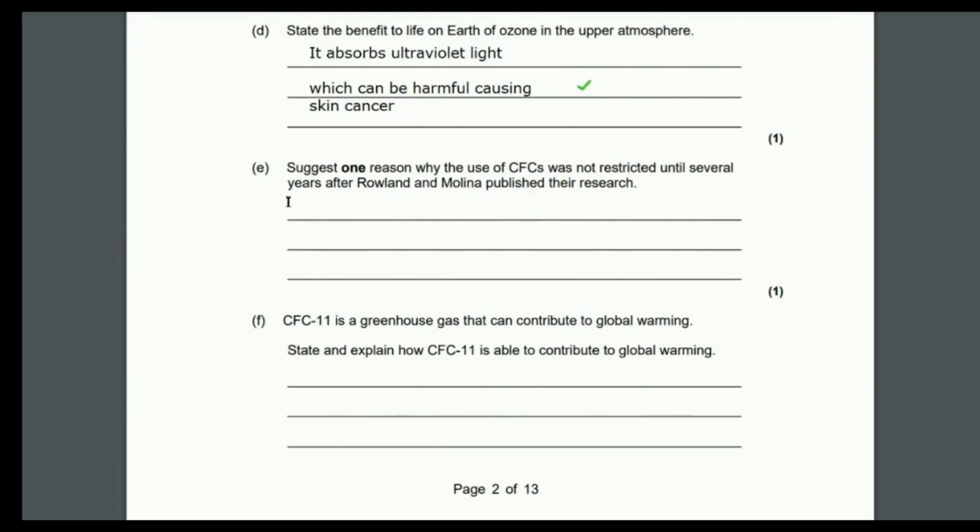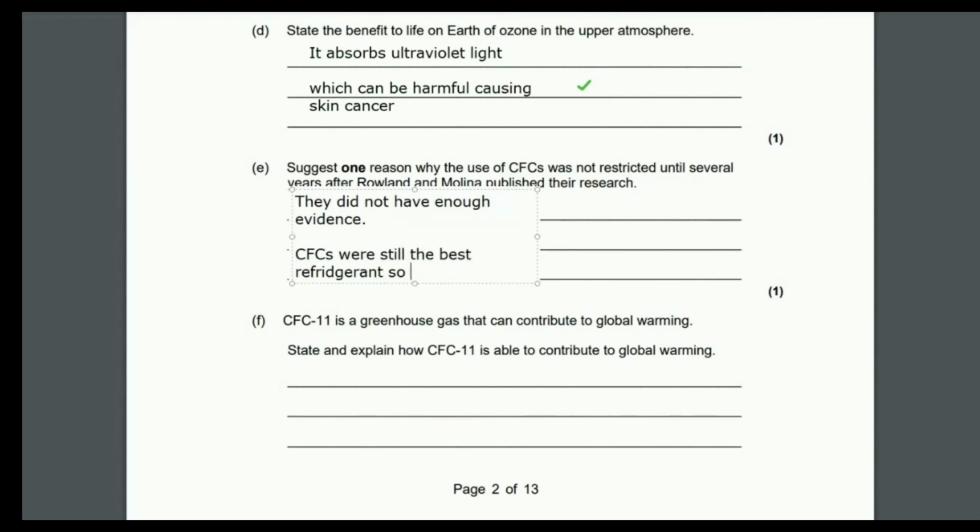Suggest one reason why the use of CFCs were not restricted several years after Rowland and Molina published their research. Obviously, maybe we could say more evidence was needed, still needed to be reviewed by peers.